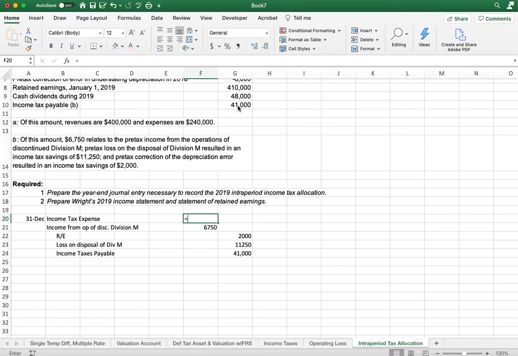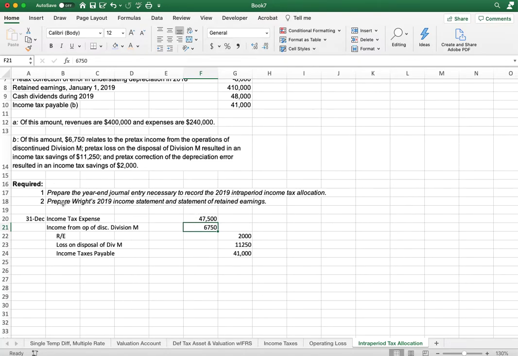And so we can use that information to determine the income tax expense. So we'll add together our payables, or the income tax payable, the loss on the disposal, the retained earnings, which relates to that depreciation error, subtract out the income from the operations of that discontinued division, for income tax expense of $47,500.